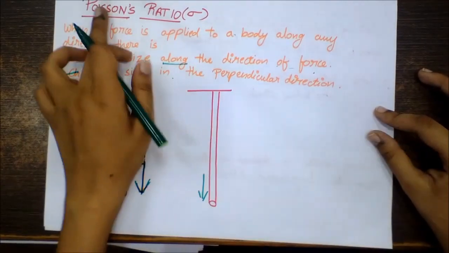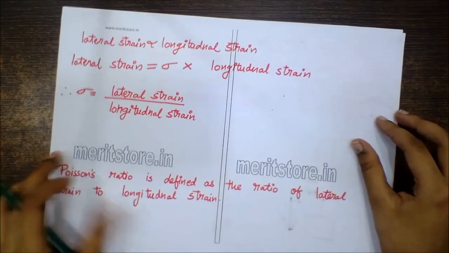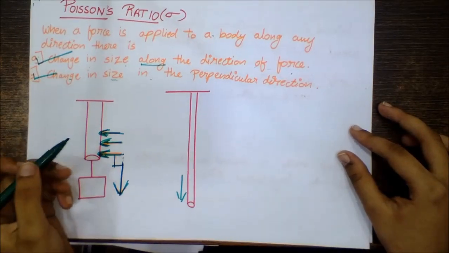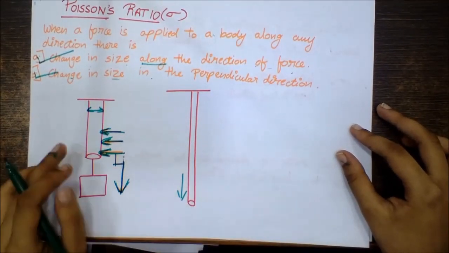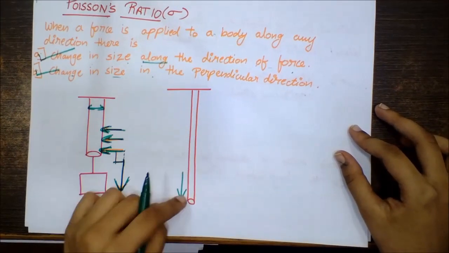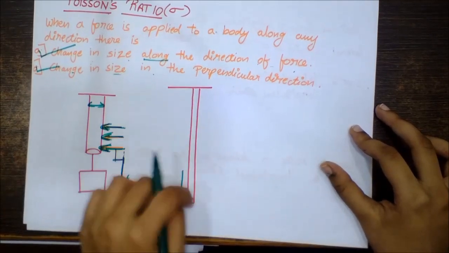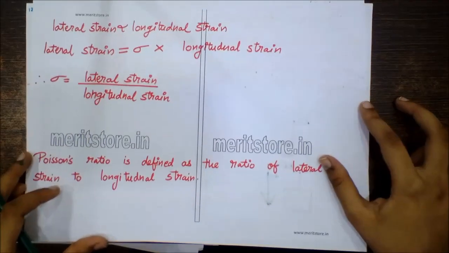And now this Poisson's ratio will give you the relation between both these forces. What does Poisson's ratio say? Lateral strain is directly proportional to longitudinal strain. What do you mean by lateral strain? Lateral strain means the strain in the width, in the diameter of the body, is directly proportional to the longitudinal strain. Again, what is longitudinal strain? The change in the length. Therefore, a change in the diameter, the change in the width, is directly proportional to the change in the length. So, lateral strain is directly proportional to longitudinal strain.